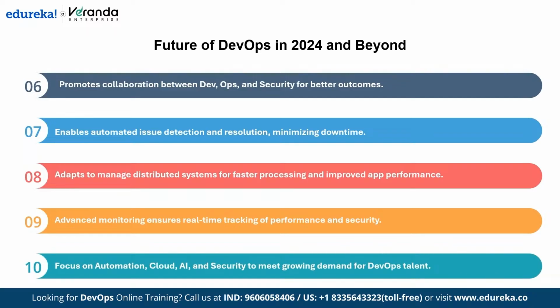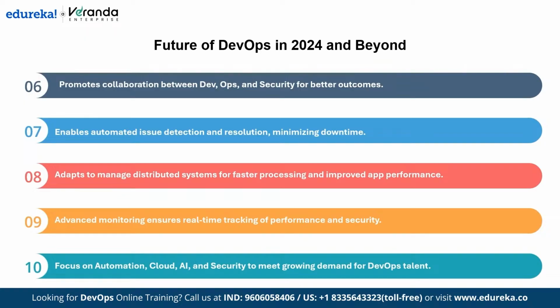The last is the talent and skills development. As the demand for DevOps continues to grow, there will be a significant need for skilled professionals. The role of the DevOps engineer will evolve to require expertise in automation, security, cloud technologies and AI, driving organizations to invest in training and also development.